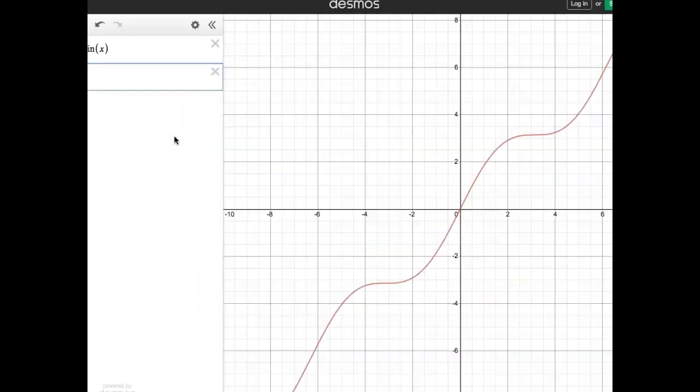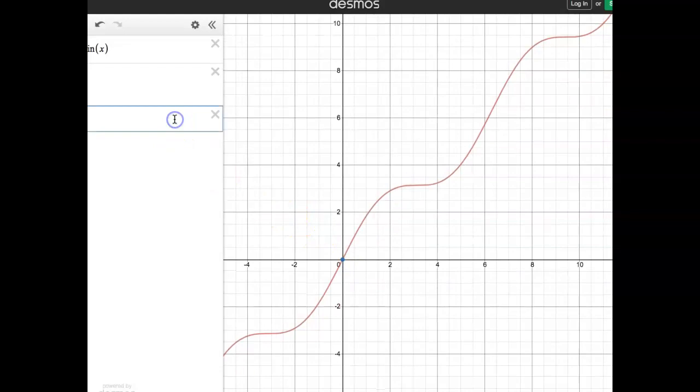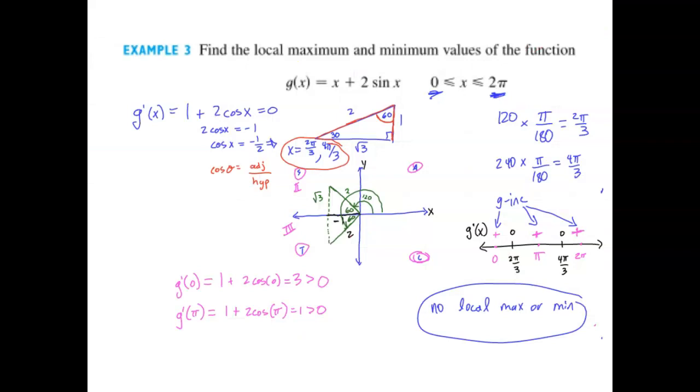So 0, comma f of 0. There's my absolute minimum on that interval. And then 2 pi, f of 2 pi. There's my absolute maximum on that interval, since it just continually increases. All right.